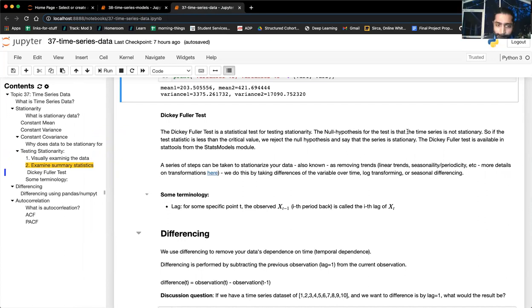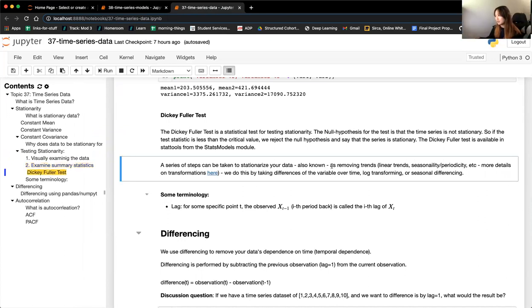There are some things that we can do to stationarize our data, also known as removing trends. There's a link to a series of other ways of removing trends. But the main way that we do this is by taking differences of the variable over time, and this is known as differencing.